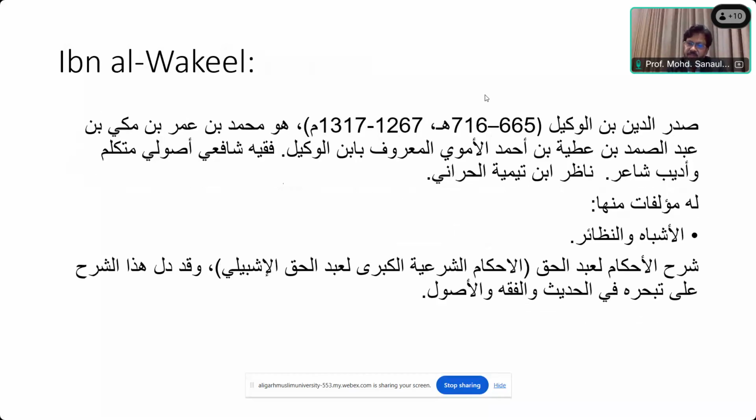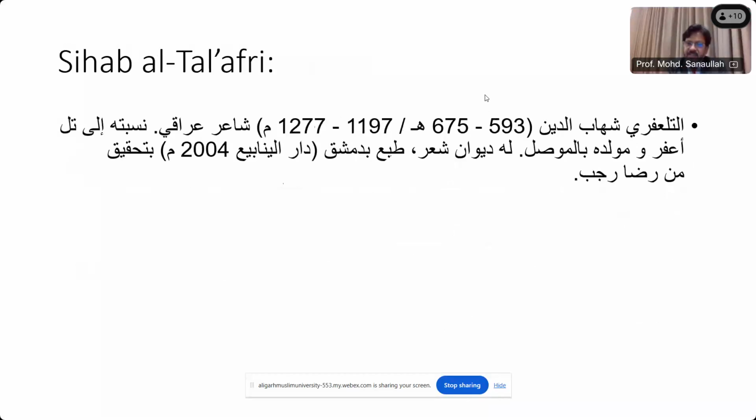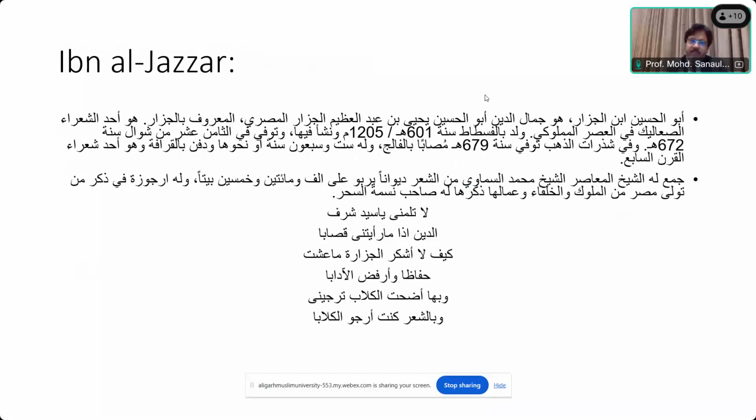Sadruddin ibn al-Wakil is also another name, noted especially for his book that is الأشباه والنظائر. التلعفري شهاب الدين, he was an Egyptian poet. He's better known for his Diwan, which was published in Damascus. Abu al-Hussein ibn al-Jazzar, he's a very prominent name in the domain of humor poetry.